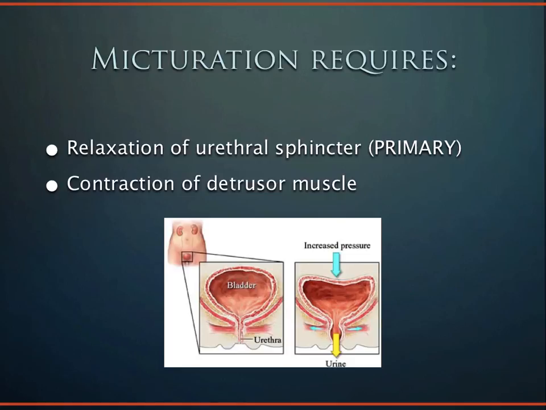So the term micturition, you may not have heard this before. It's a fancy word that means to urinate or to void your bladder. So voiding is the process of micturition or urination. Basically, it occurs through the combination of primarily urethral relaxation and secondarily contraction of the detrusor muscle. And after a patient voids, there should be little or no urine left in their bladder. The amount that's left in their bladder is termed the post-void residual, or PVR.